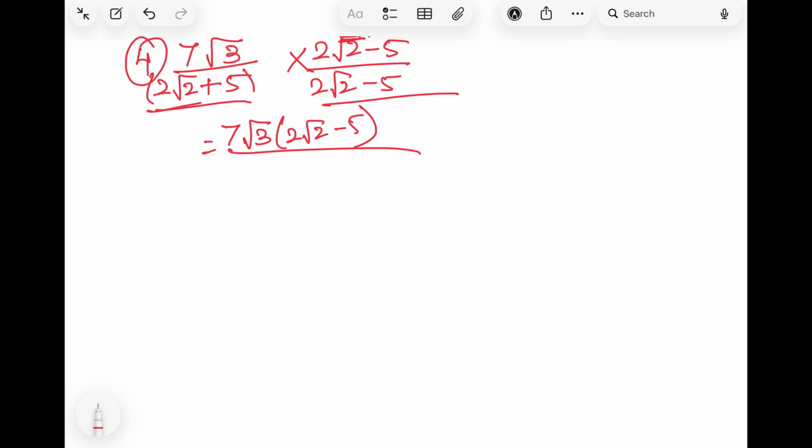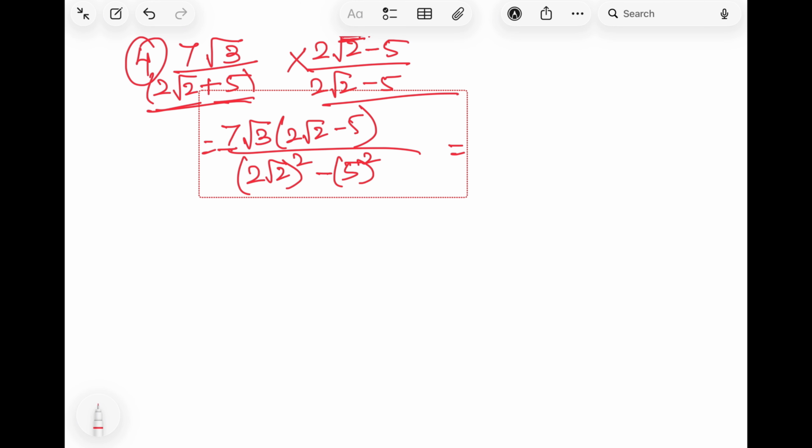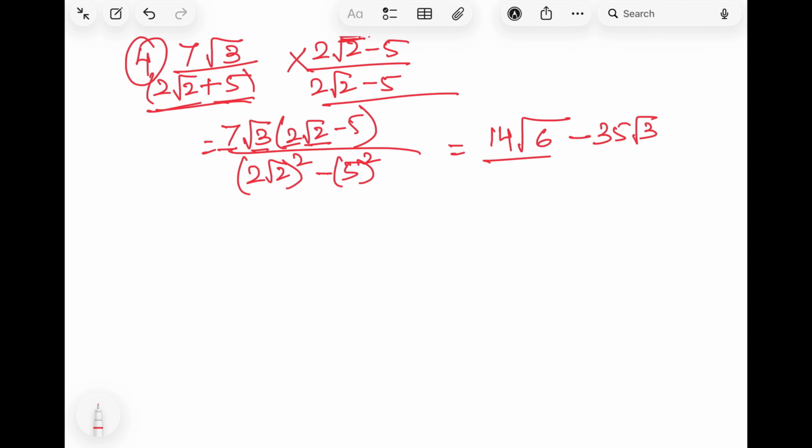Again, this is a and this is b. So this will be 2 root 2 the whole square minus 5 square, right? So I'll just open up the brackets here. We'll multiply the whole number. 7 2s are 14, and we can multiply the surds. Root 6 minus 7 5s are 35, and root 3 will be as it is because there is no surd with the number 5.